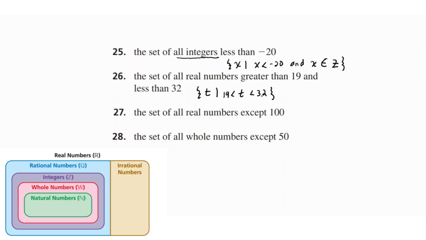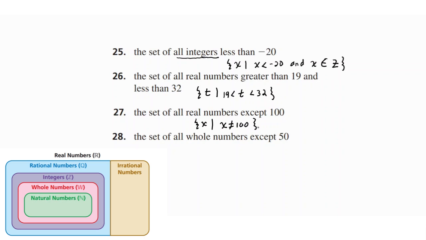All right, the set of all real numbers except 100. So let's go back to x, the set of all real numbers x such that all x except 100. So we're going to say x not equal to 100 is the only stipulation in the set.